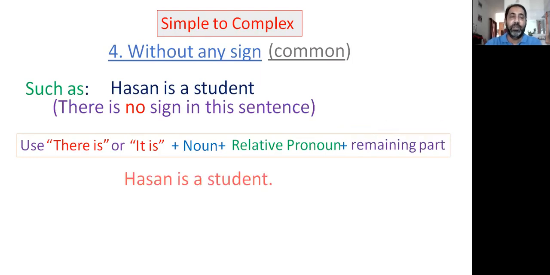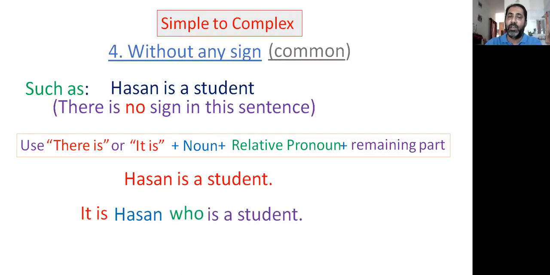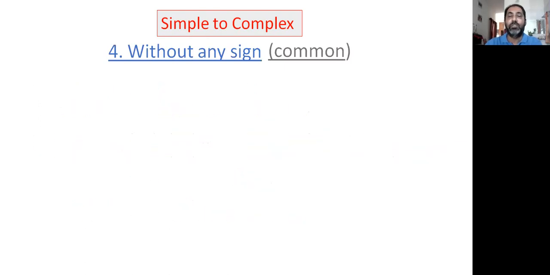Okay. Here is the example. Hassan is a student. Now what will you do? Add "it is" or "there is" before Hassan, and add a relative pronoun after Hassan. Hassan is the noun. It is Hassan who is a student.